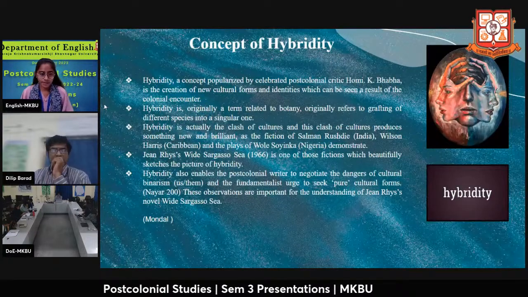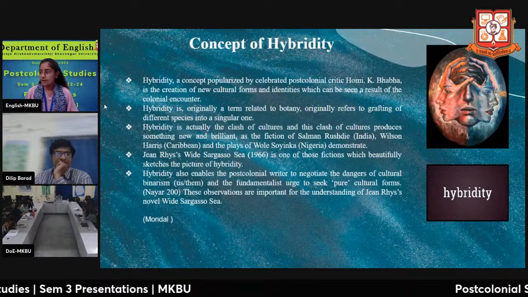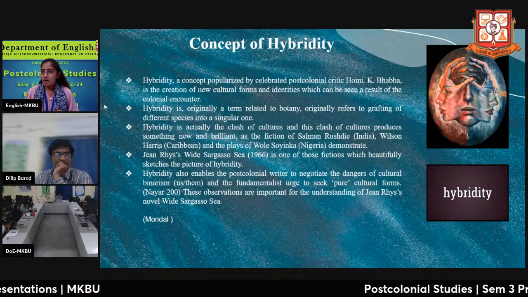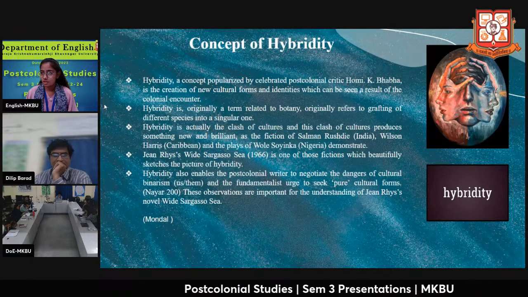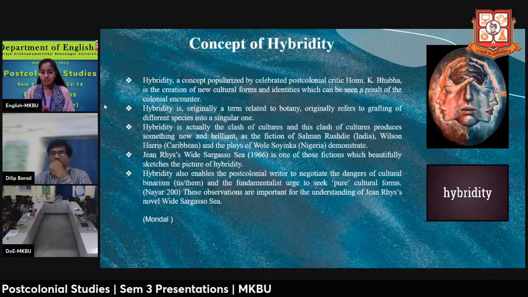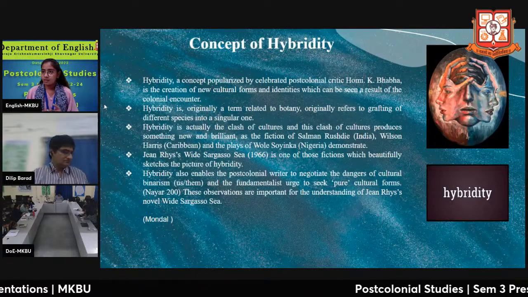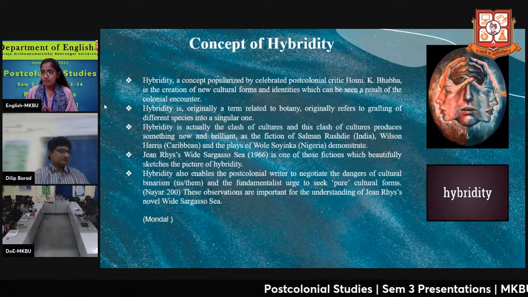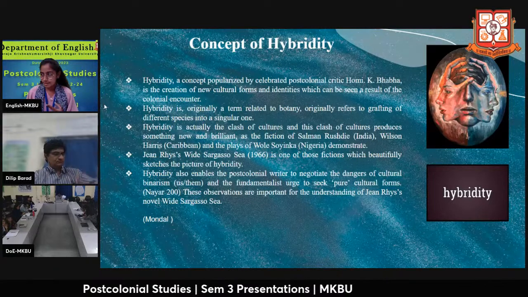Concept of hybridity. Hybridity is the mixture of different cultures, different races, and different social aspects. And in this novel, Wide Sargasso Sea, Antoinette is one of the examples of racial hybridity and cultural hybridity.